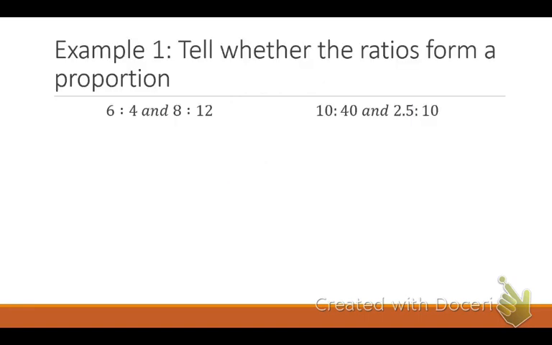All right, so in example 1, I need to tell whether the ratios form a proportion. Examples 1 and 2 are the same thing, except it's just different methods. So your homework does not say you have to use this method or you have to use the other method. You can use whichever one you choose once we do both. Okay? So the first method, and really both of them, take the ratio and you put it into a fraction. So we have 6/4, which becomes what as a fraction? 6/4. And 8/12 becomes 8/12.